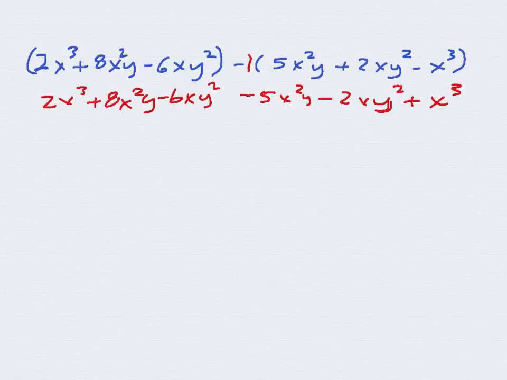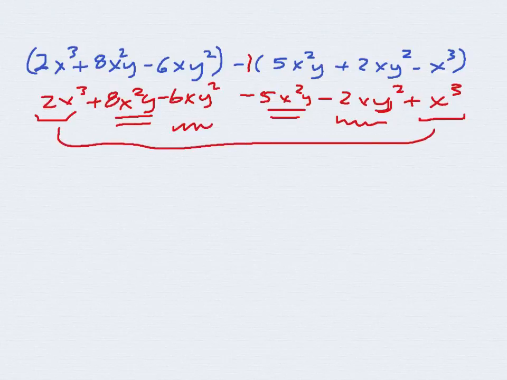So now you're looking for like terms. Like terms have exactly the same exponents over exactly the same letters. So the x cubed terms, you've got x squared y's, and you've got xy squareds. Be sure to keep the sign with the numbers. So I have to put these together. 2x cubed plus 1x cubed is 3x cubed.